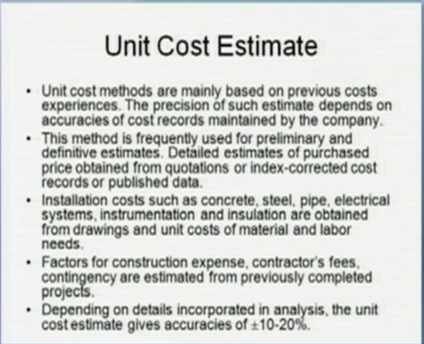Then installation costs such as concrete or steel, pipe, electrical systems, instrumentation and insulation are obtained from drawings and unit cost of material and labor needs. Then factors for construction expense, contract fee and contingency are estimated from previously completed projects. Now, depending on the details of the information that you incorporate in this analysis, the unit cost estimate gives accuracy of plus minus 10 to 20%.